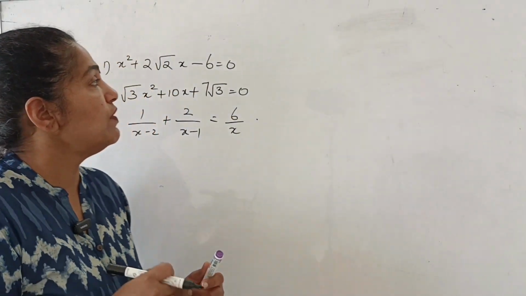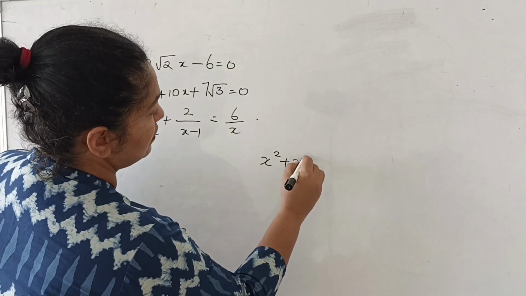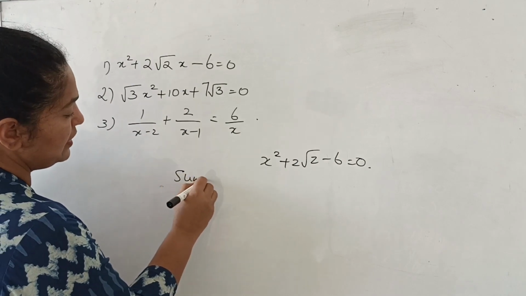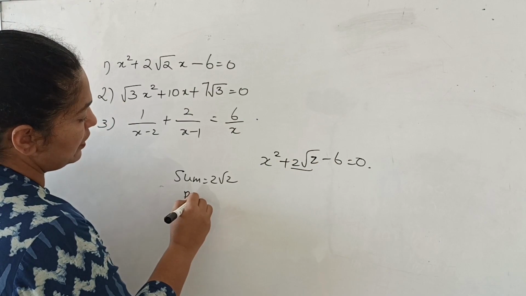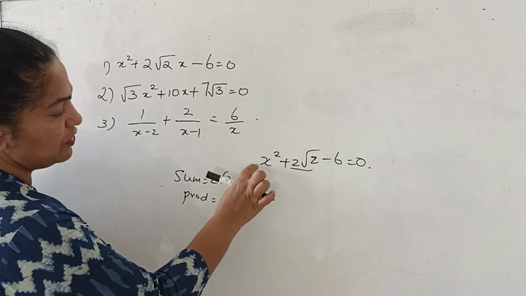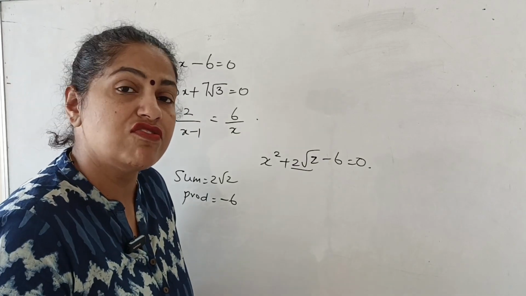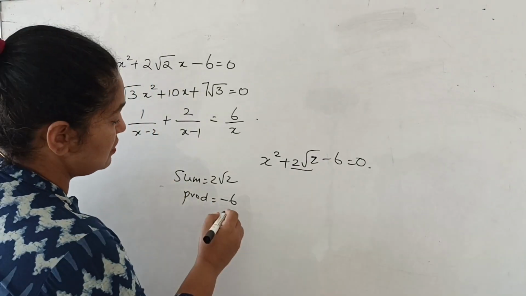First sum is x square plus 2 root 2 x minus 6 is equal to 0. So you can see that the sum I need is 2 root 2. And the product that I need is minus 6 because there is a 1 over there. So the product has to be minus 6 into 1, which is minus 6. Now let me write down the factors.